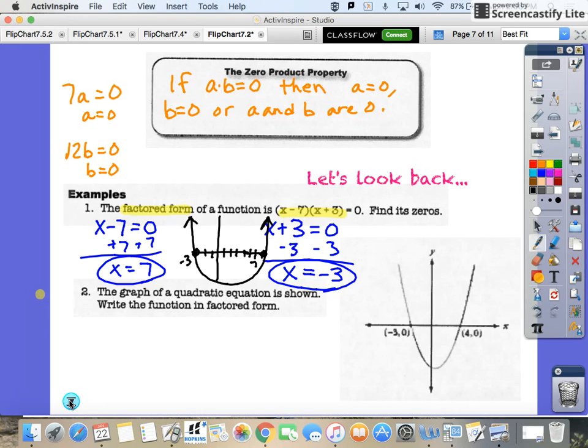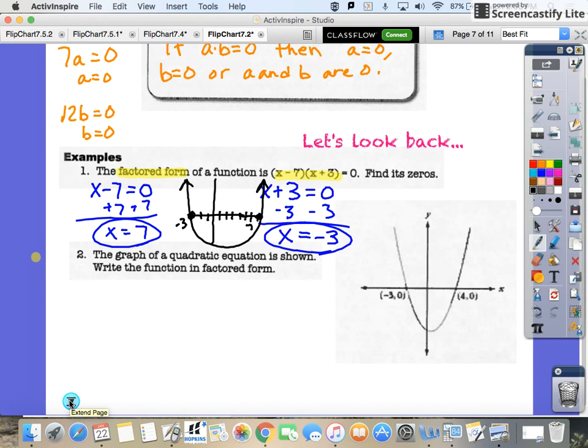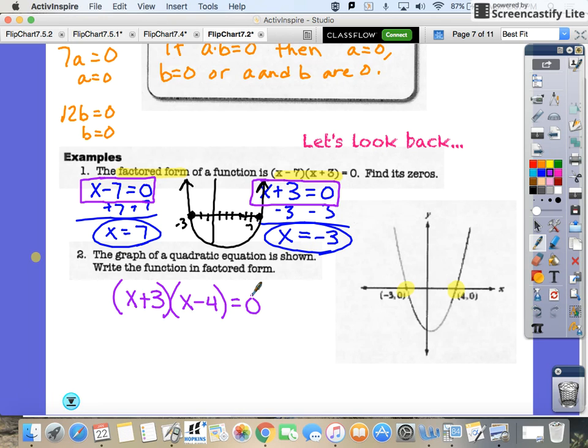Now, number 2 says the graph of a quadratic equation is shown. Write the function in factored form. So they gave us this graph right here, and they want us to figure out what equation it came from. So these are our two solutions, or our two zeros. What you might have noticed up here is if we started with the factored form being x minus 7, the solution was positive. Here, when it was x plus 3, the solution was negative. So working backwards here, it's negative 3 as a solution. So in the original factored form, it would be x plus 3. And then here we have a positive 4, so in the factored form it would be x minus 4. So this would be factored form.